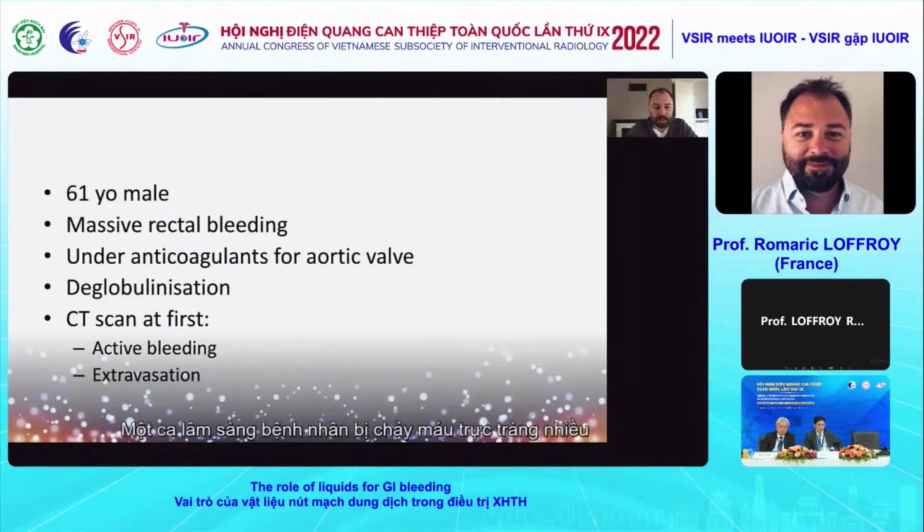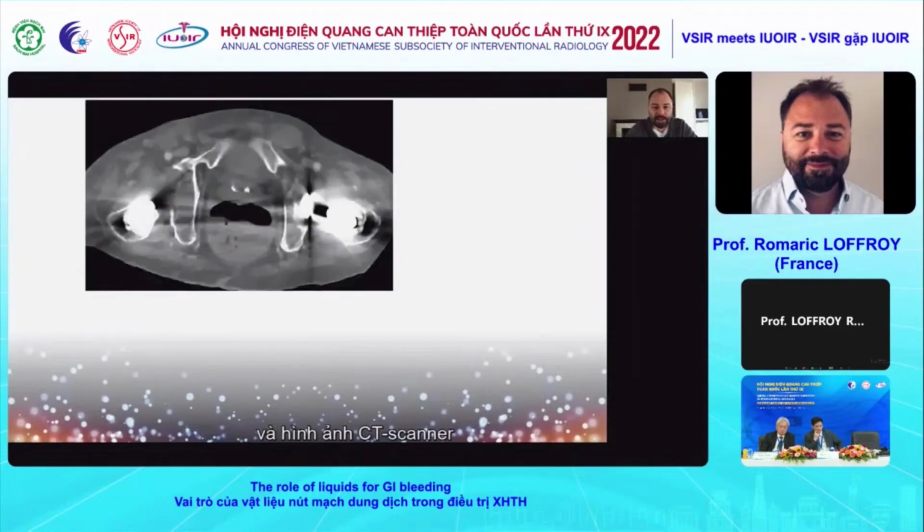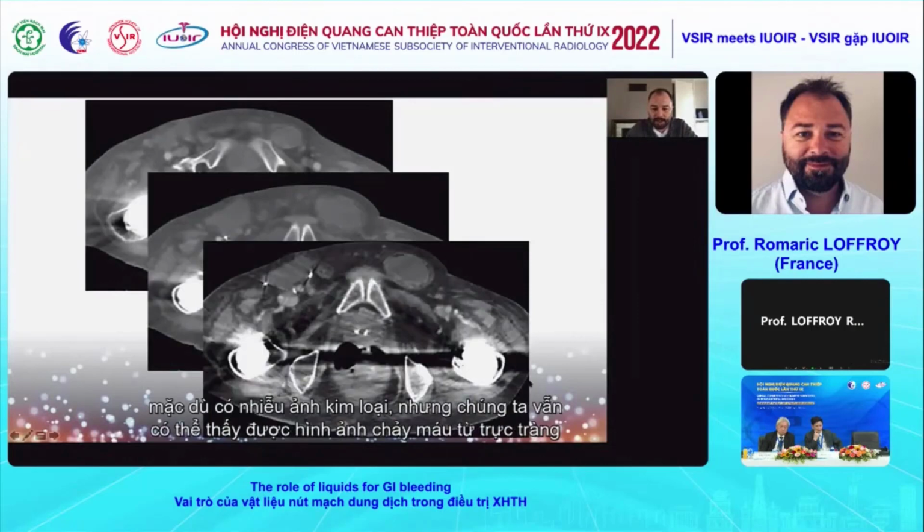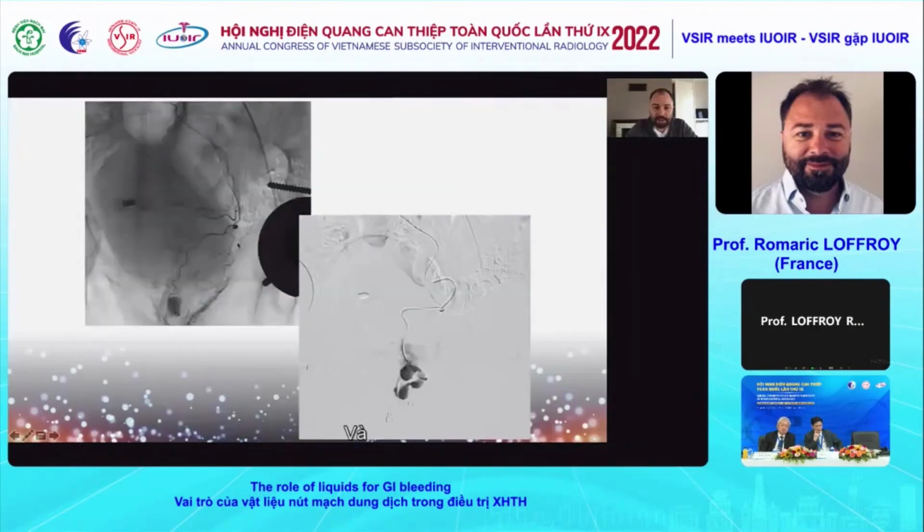Sorry. Another example here of massive rectal bleeding. You can see the CT scan. Even if we have artifacts, you can see the bleeding from the rectal port, and huge bleeding with extravasation from a branch of the left suprarectal artery. Very good indication in that case.